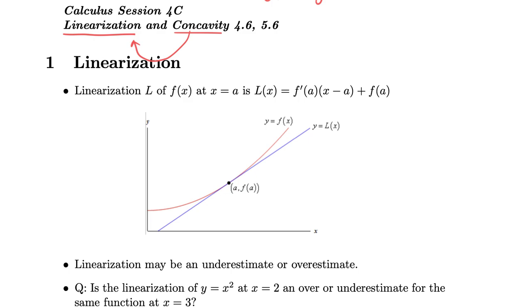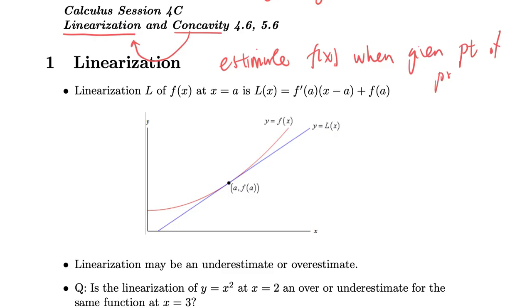Okay, so linearization is a way to use derivatives to estimate the value of a function given a point nearby. So the idea is to estimate a function value when given a point of proximity, right? So you're given a point nearby and you want to find another point.